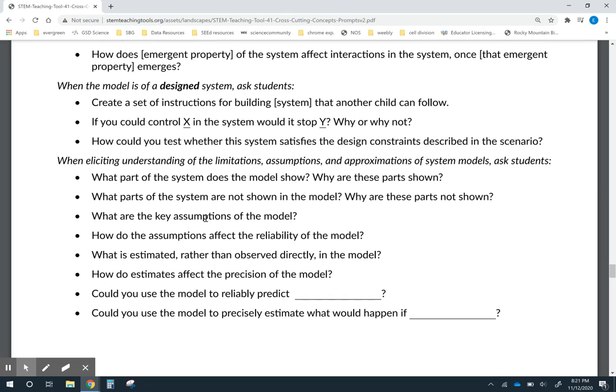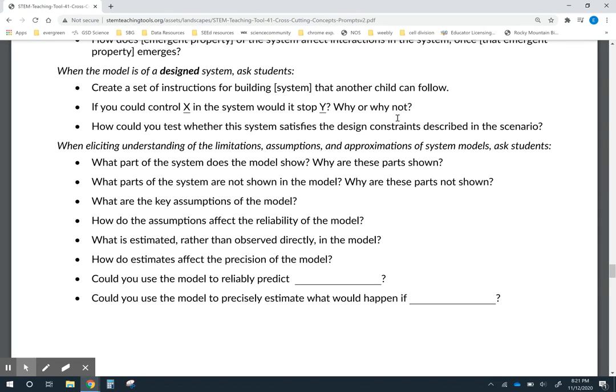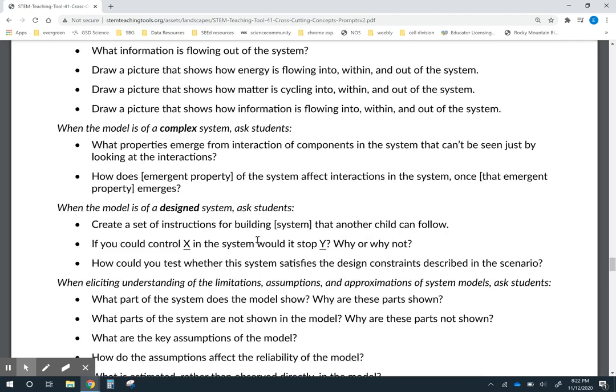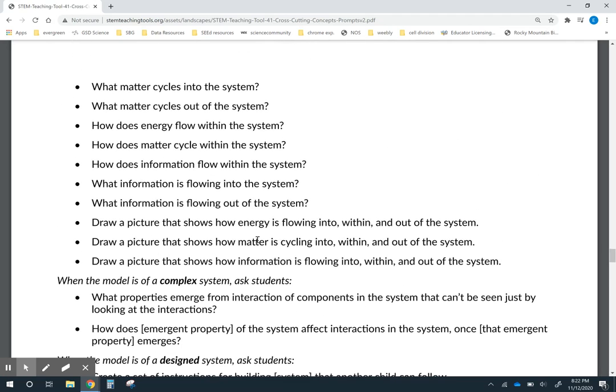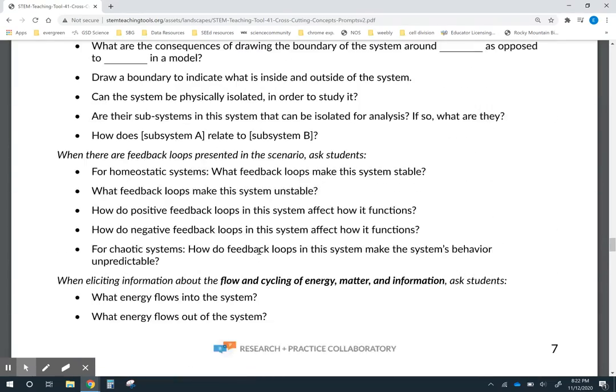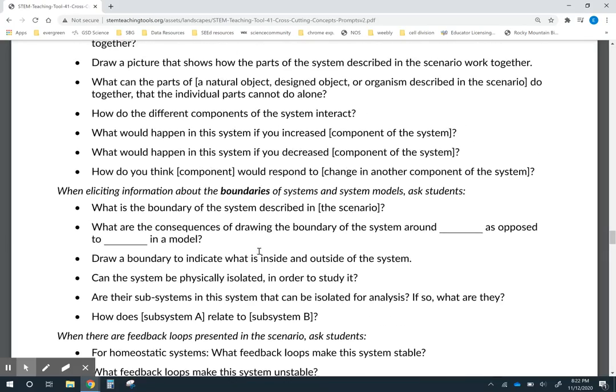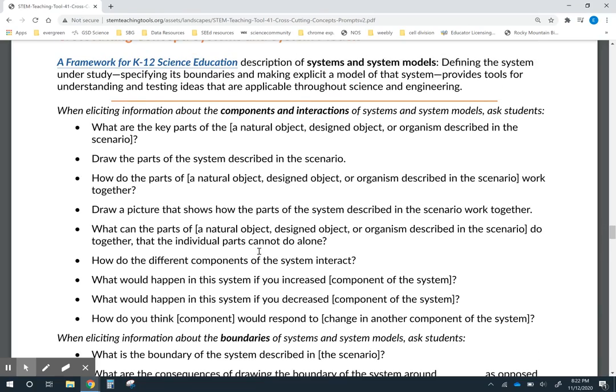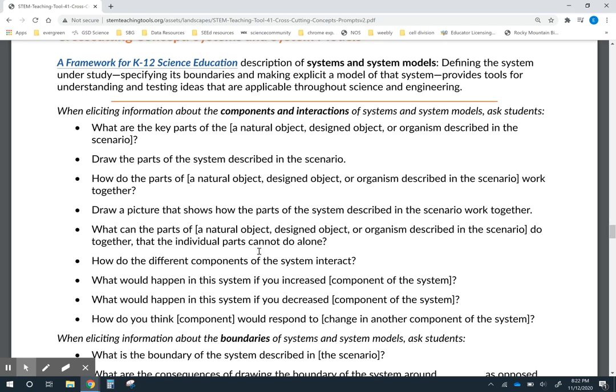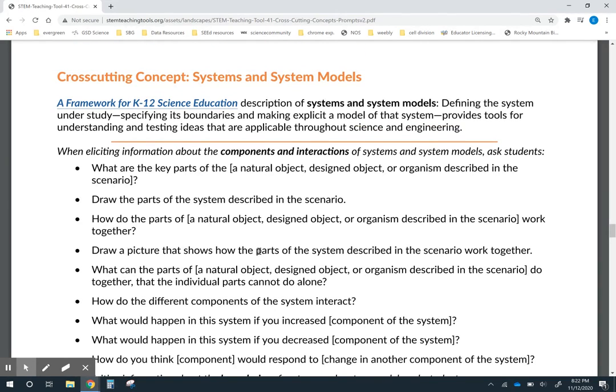Maybe we're thinking more about how we're modeling a system and what the model actually represents, what limitations it has. So this document is also a great way to dive a little deeper into the cross-cutting concepts to better understand all the different components of each one, and how I might help my students understand each of those components. So I hope this document comes in handy when you're working on assessments and instruction, and then also as a way to better understand the cross-cutting concepts yourself.